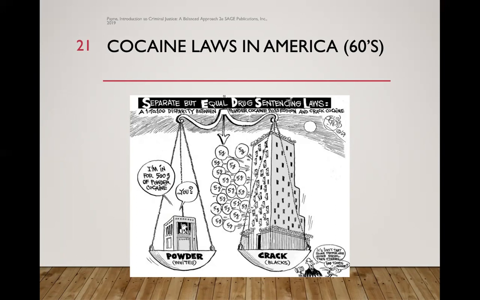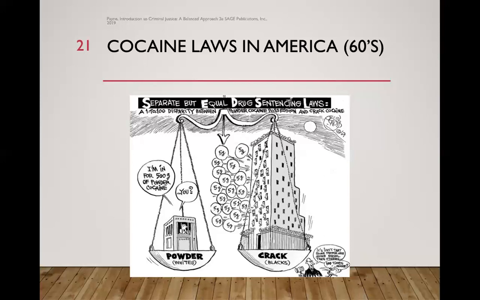Okay, so this is kind of the separate but equal, which is obviously very sarcastic in this figure here. And if you read it, it's a 100-to-1 disparity between powder cocaine possession and crack cocaine. Okay. Bottom line is, if I got caught with 5 grams of crack cocaine, I was going to prison. If I got caught with 5 grams of powder cocaine, I was probably going to get a slap on the wrist. If I was caught with 400 grams of powder cocaine, I was probably going to get a slap on the wrist. Till I hit that 500 grams, I wasn't going to prison.